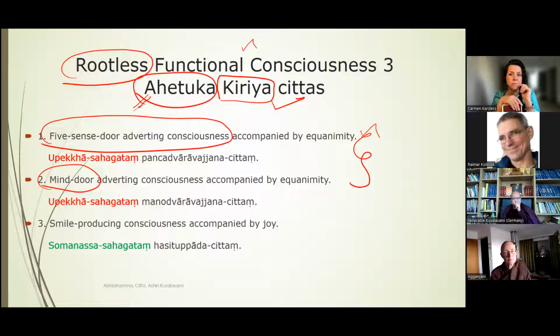For example, this consciousness works like this. When I was young, we were sitting beside, I don't know what it is.